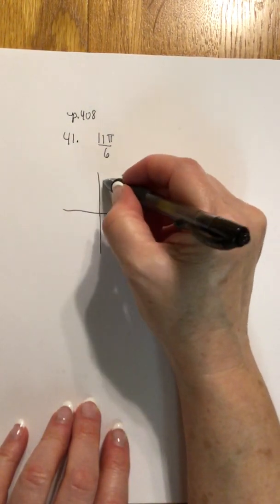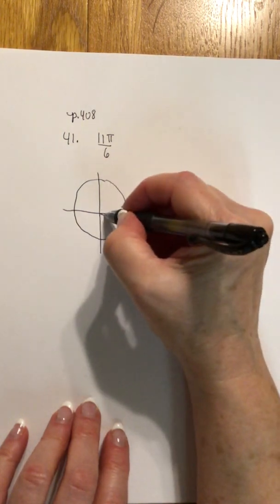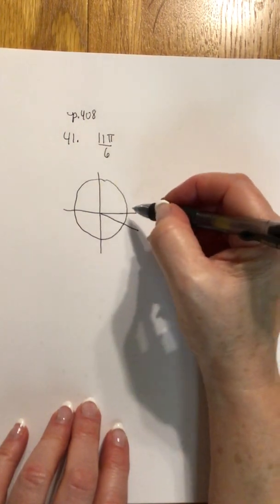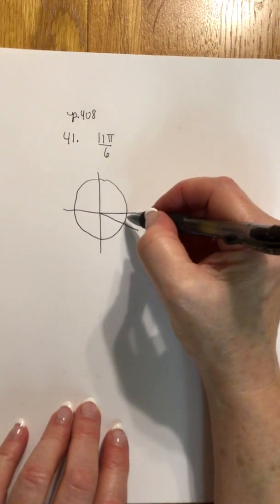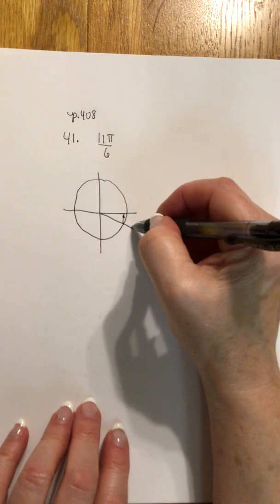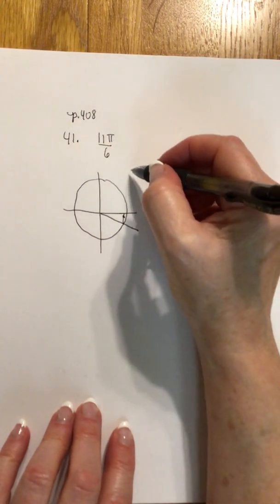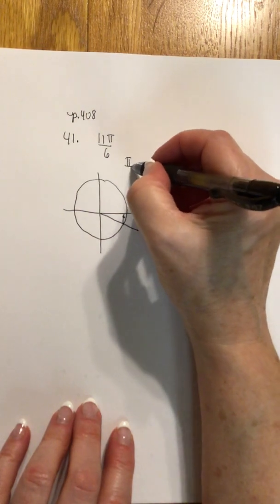You've got 11 pi over 6. Where's 11 pi over 6? We know it's down here because we know the unit circle. So the reference angle is going to go back to the x-axis. 11 pi over 6 would be 12 pi over 6 minus pi over 6, so we have pi over 6 for our reference.